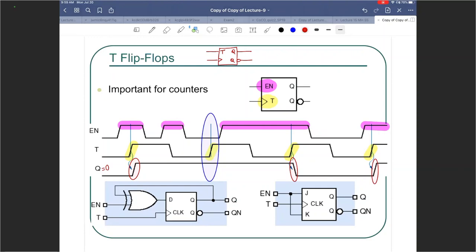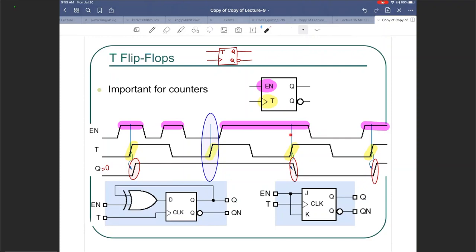And I hope you see that there is some very small amount of propagation delay between the change in T and the change in Q, right? That goes back to our discussion of propagation delay and setup time and hold time. You cannot change your T, right? You cannot change enable a little bit before T and a little bit after T, to satisfy setup and hold time requirements.